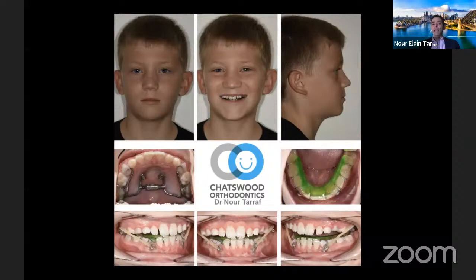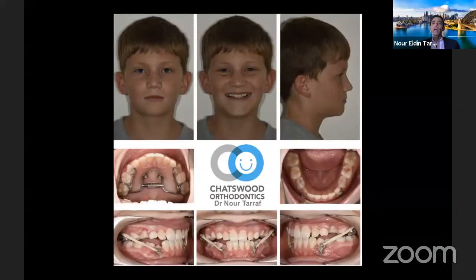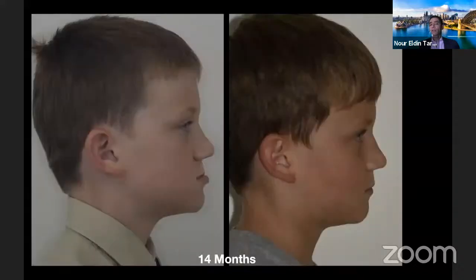This is after 10 months, we started to see significant improvement. And one of the comments we got from the parents was that he actually started to get cheekbones, and the mother was so happy with that development. Then gradually we got him to a positive overjet. It took 14 months to get to this, the first time we had a positive overjet, which had a significant impact on the profile.